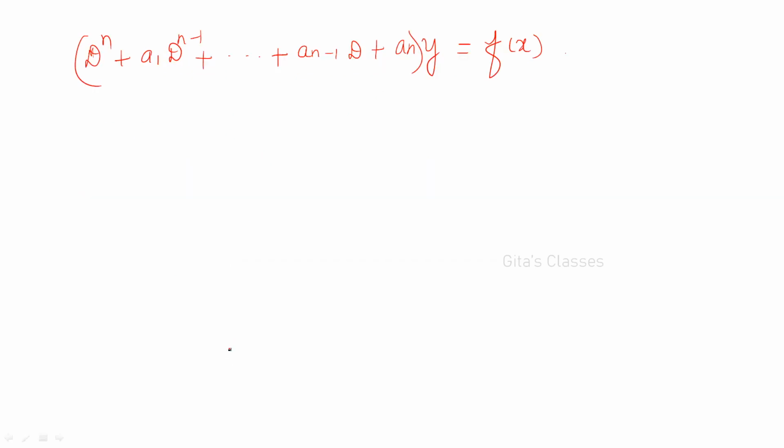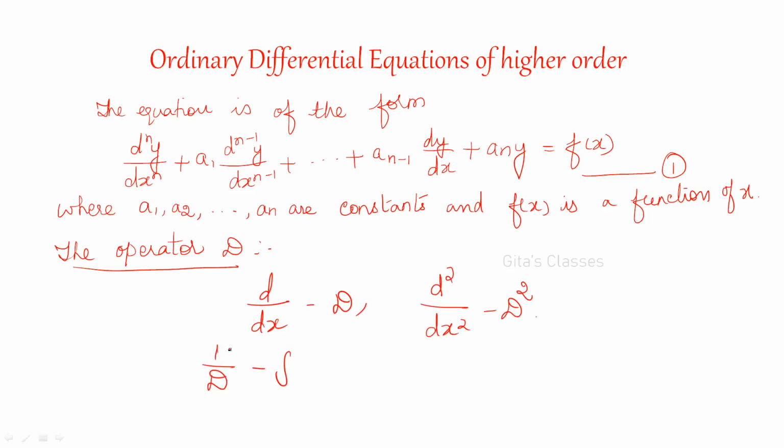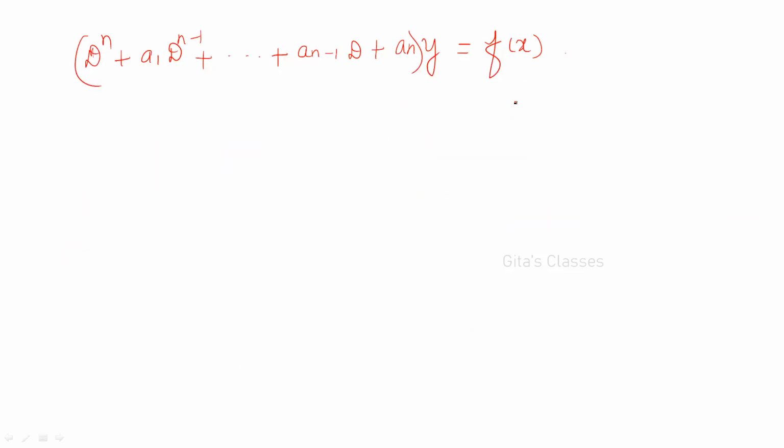Now when we replace d by dx by D, in dy by dx we write D into y. If you have d squared y by dx squared, it is capital D squared y, and so on. If you replace like that, we get the equation D power n plus a1 D power n minus 1 plus etc. a n minus 1 into D plus a n of y is equal to f of x. This is our given differential equation. Generally, we write it as phi of D into y is equal to f of x.